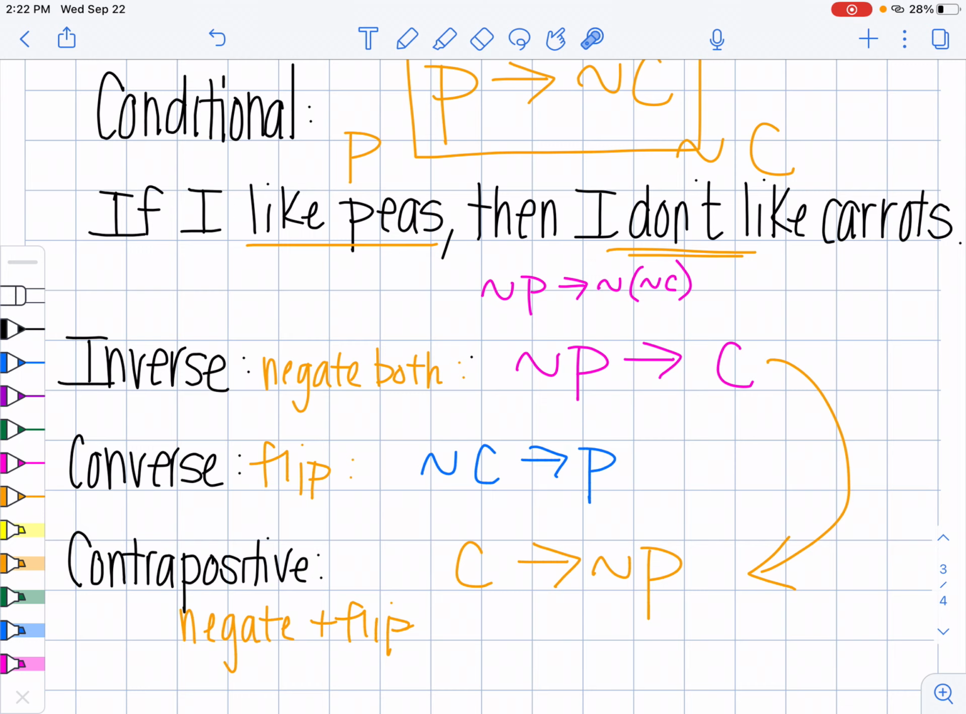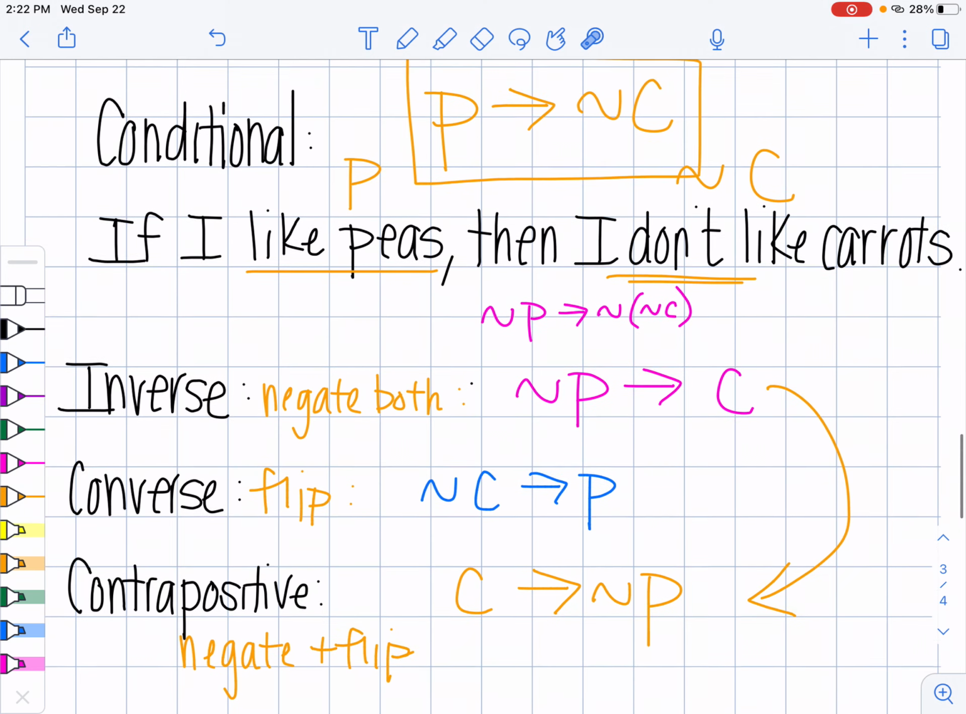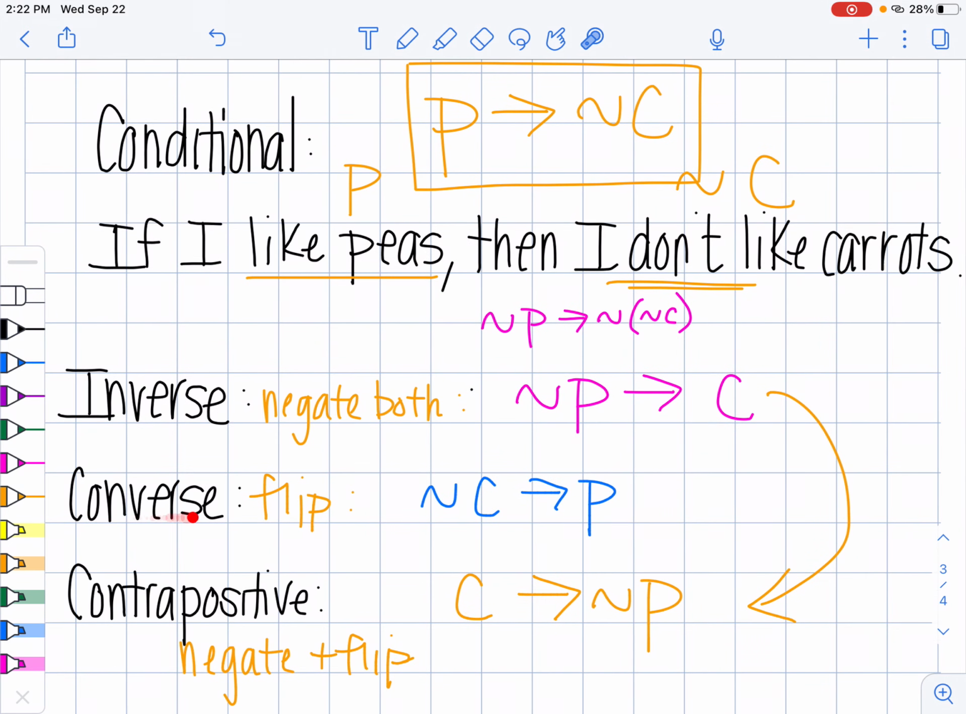The thing that I want you to remember is always base your inverse, your converse, and your contrapositive off your conditional. Inverse means negate both. Converse means flip the order. And contrapositive means do both things, so flip it and negate it.